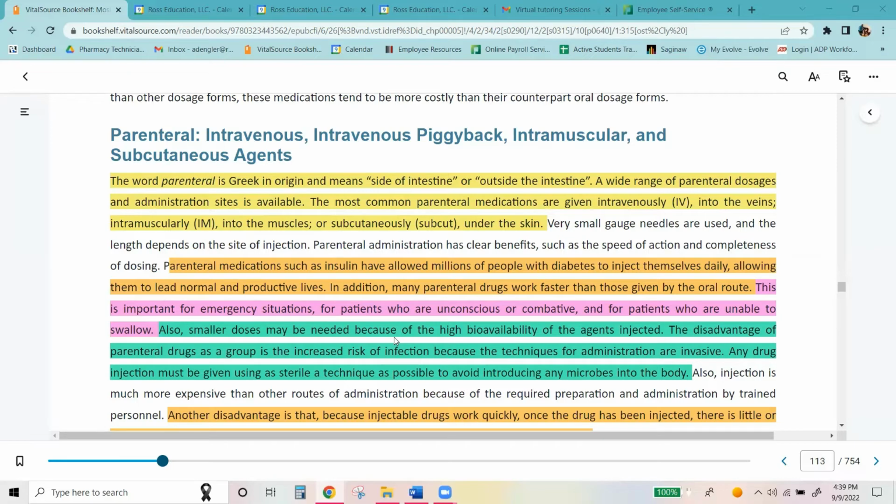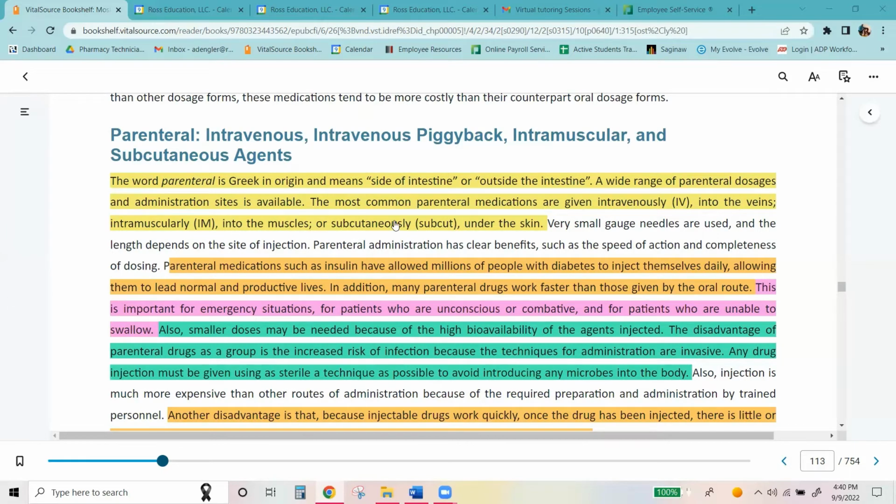In addition, many parenteral drugs work faster than those given by the oral route. This is important for emergency situations for patients who might be unconscious, combative, or unable to swallow. Also, smaller doses may be needed because of the high bioavailability of the agents injected. The disadvantage of parenteral drugs as a group is the increased risk of infection because the techniques for administration are invasive.